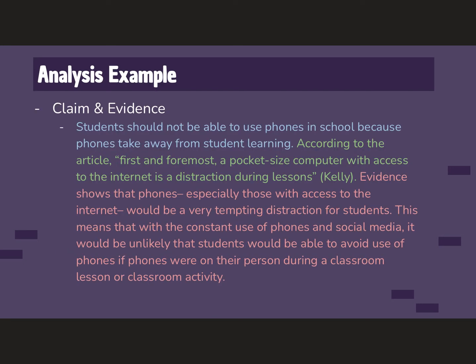So looking at this example here, we have a claim right here. It says students should not be able to use phones in school because phones take away from student learning. That is our claim. Now, our evidence is, according to the article, first and foremost, a pocket-sized computer with access to the internet is a distraction from lessons. So that is how it is taking away from lessons. It's a distraction. So we have our evidence right here.